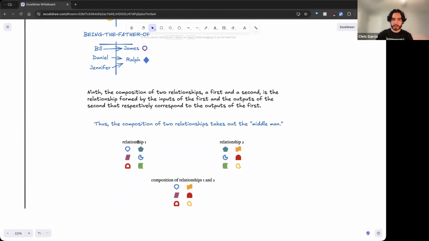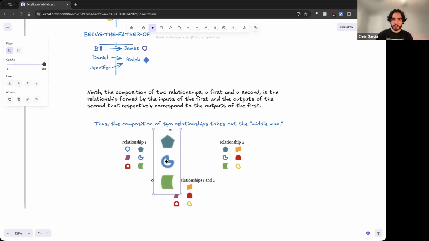So the composition of two relationships, the first and the second, is the relationship formed by the inputs of the first and the outputs of the second that respectively correspond to the outputs of the first. So you can think of these right here. These are the middleman. These are the bridge, which is what lets you map them.